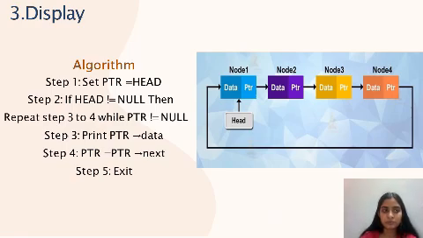Display. In display, the algorithm is step 1, set ptr is equal to head. Step 2, if head is not equal to null, then repeat steps 3 to 4 while ptr is not equal to null. Step 3, print ptr data. Step 4, ptr is equal to ptr next.